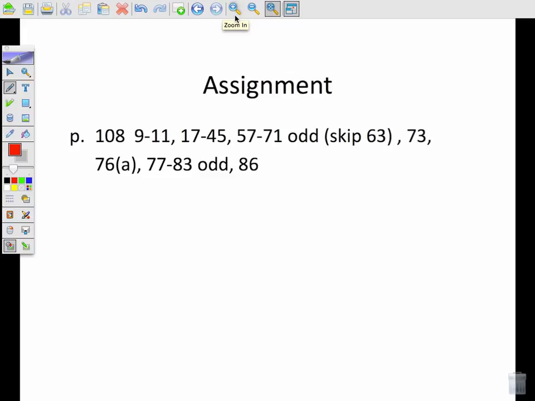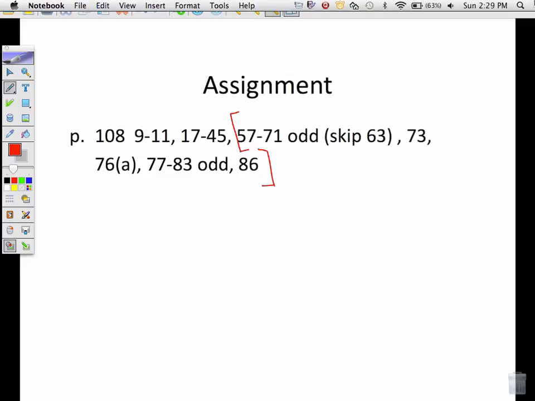All right, this is your assignment for tomorrow. And what I want to show you on this assignment is we've already done this first section, so you're just doing this second section here of that assignment.